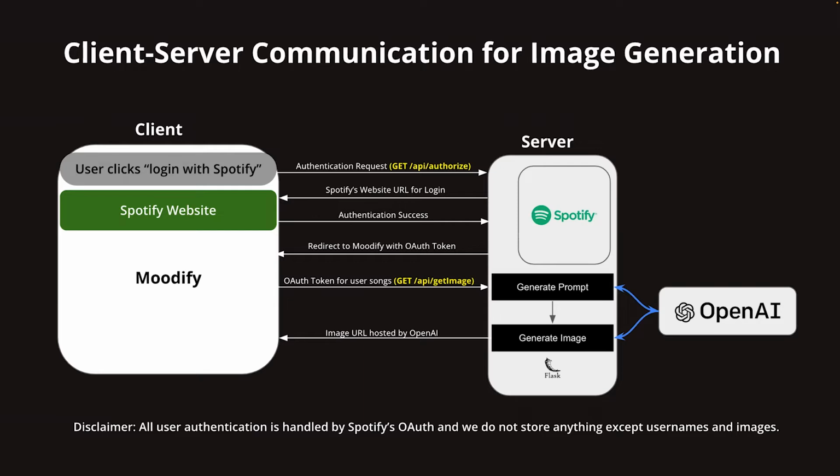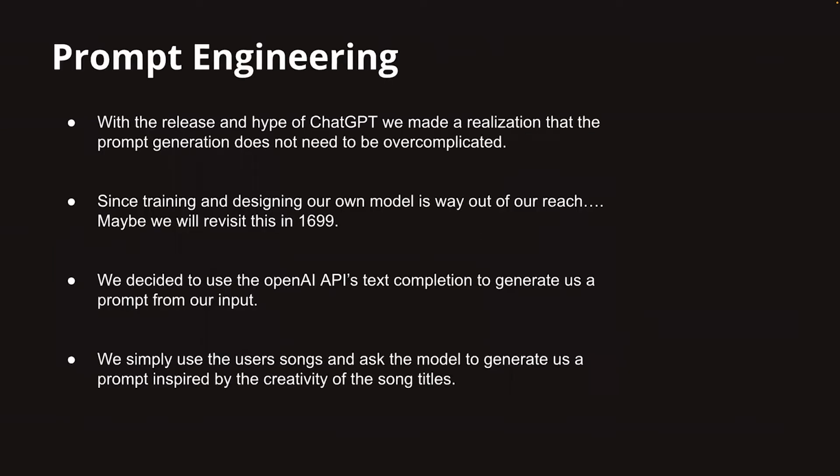And Moodify will give us this key that will let us access the user's songs, or generally the user's listening history and user ID. And after that, we request an image, and that image will go through several OpenAI calls that first generate a prompt and then an image. And that image URL will then be sent to Moodify. And also, disclaimer, all user identification is handled by Spotify's OAuth, and we do not store anything except usernames and images, as said before. I'll pass it on to Alex.